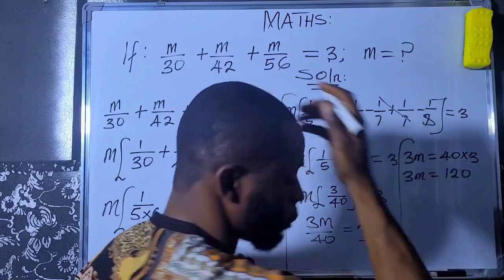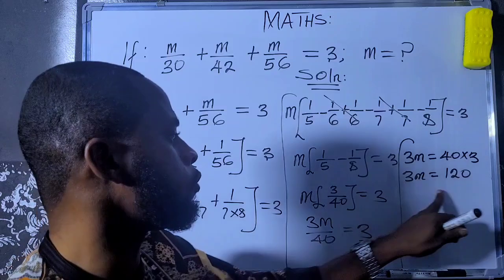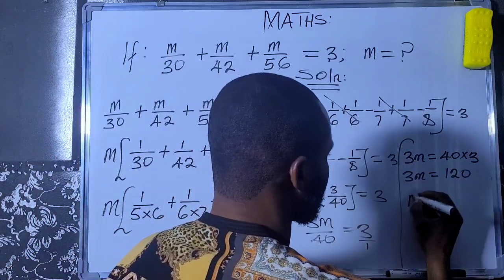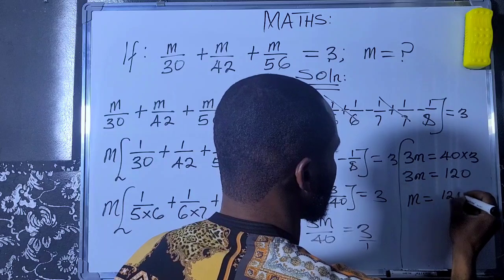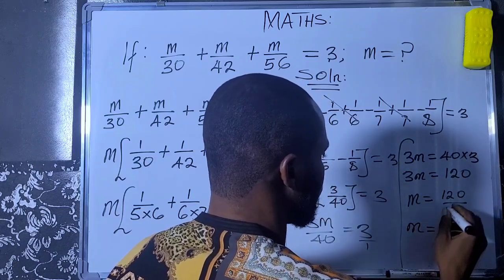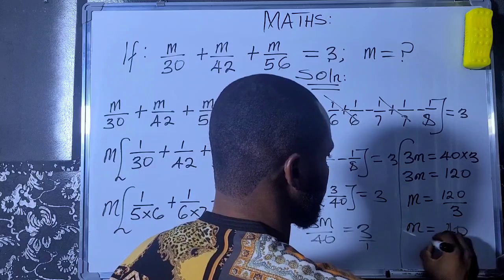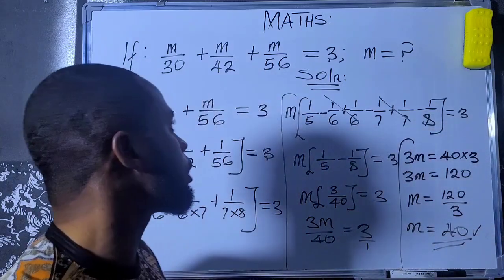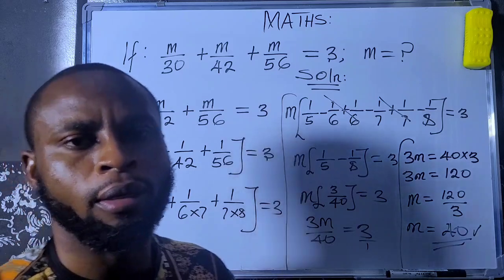That gives us 120. Then to get the value of m, we divide both sides of the equation by 3. Therefore, m equals 120 divided by 3, and m equals 40. And this is the value of m that will satisfy this equation here.